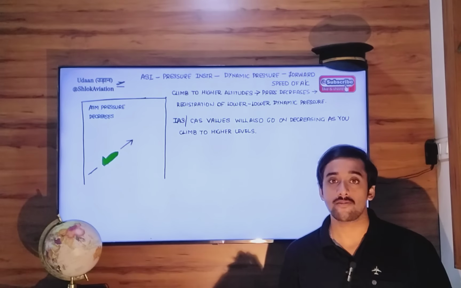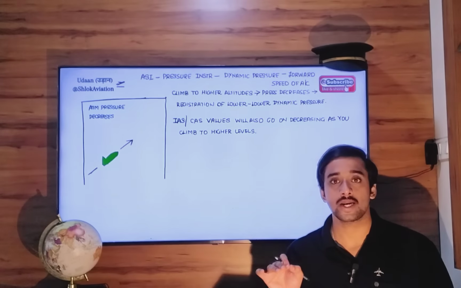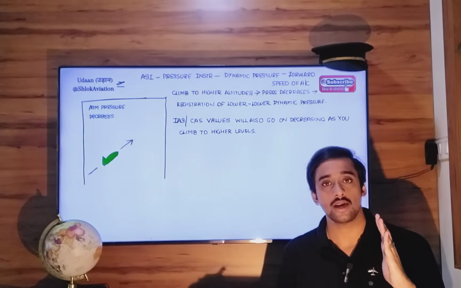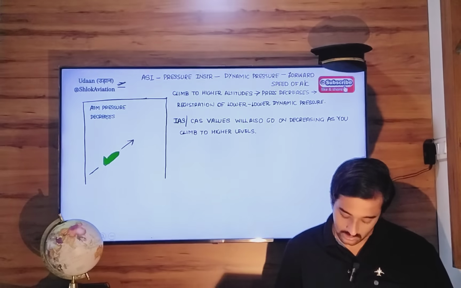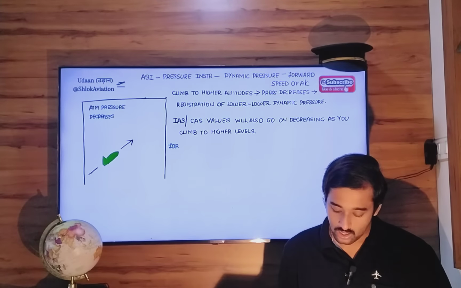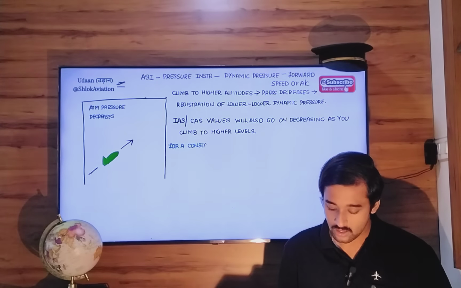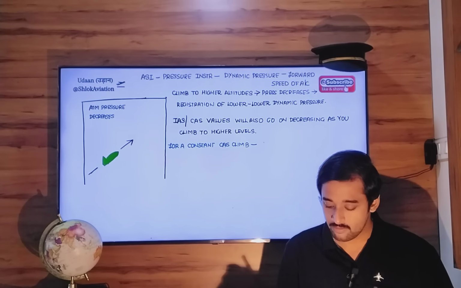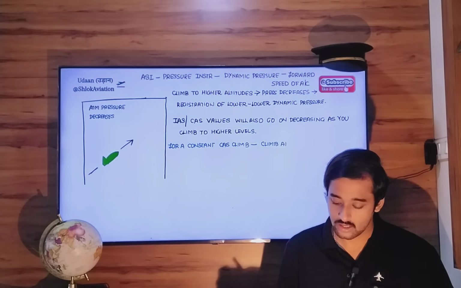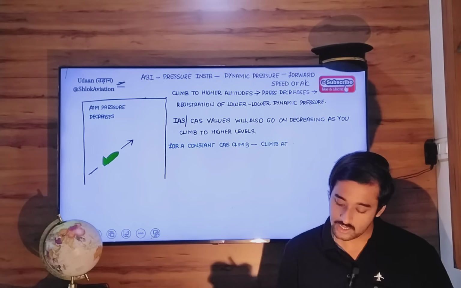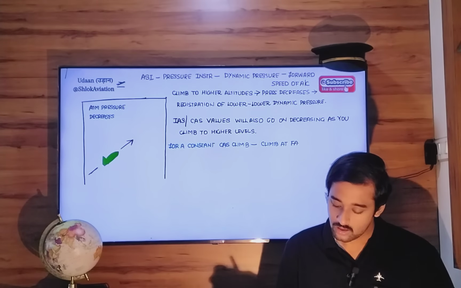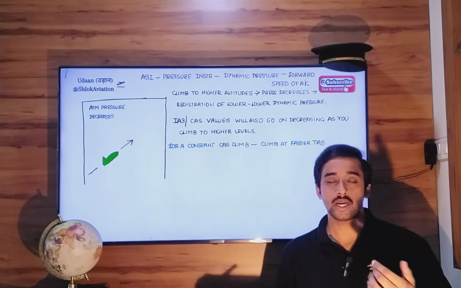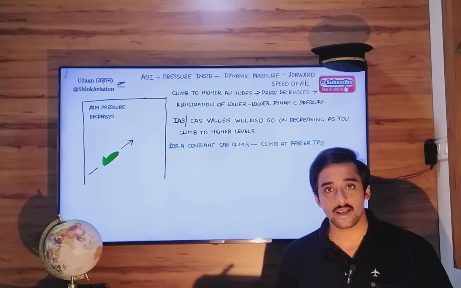Now, if you want to prevent that from happening, if you want a constant calibrated airspeed climb, if you want your airspeed indicator to show a constant calibrated airspeed during your climb, you will have to, so I'm writing it here, for a constant calibrated airspeed climb, what is necessary? You will have to climb at a faster, higher true airspeed. Now, like I said, when you climb to higher altitudes, dynamic pressure or atmospheric pressure decreases, right?